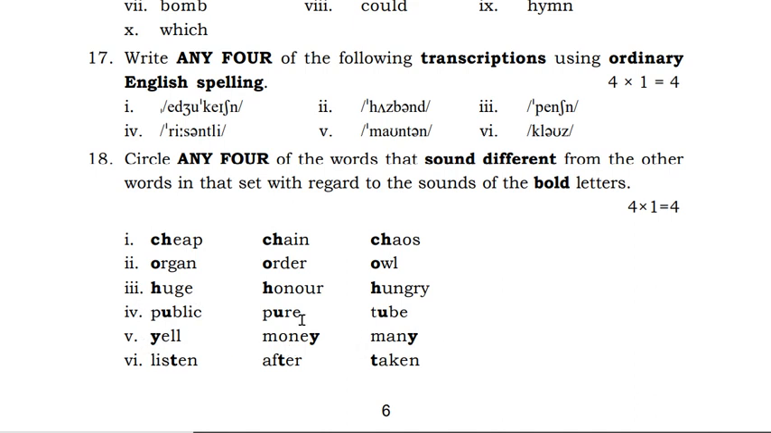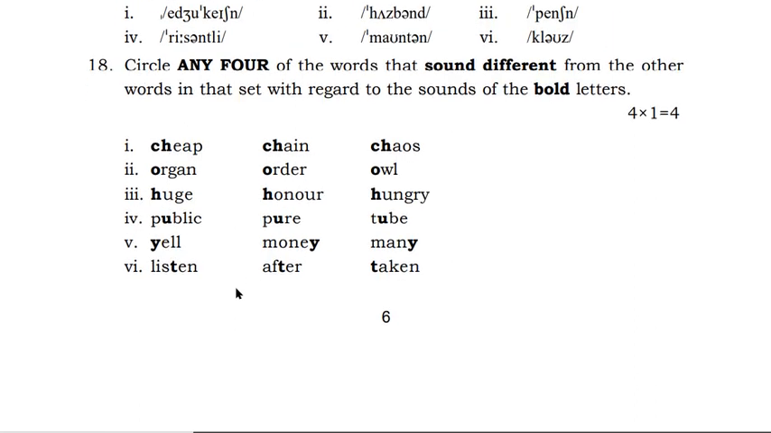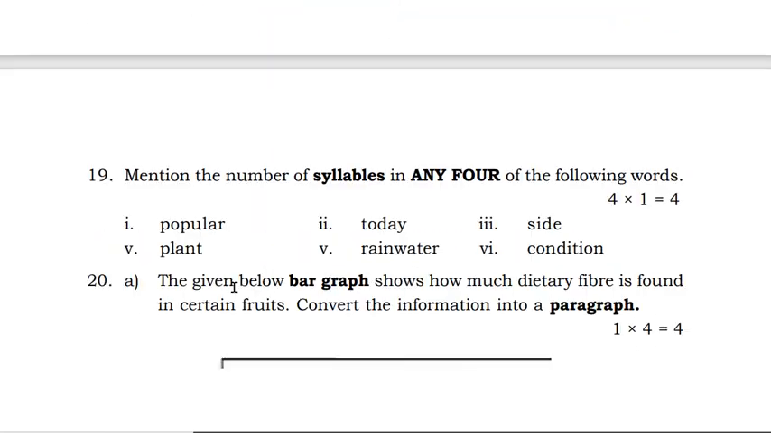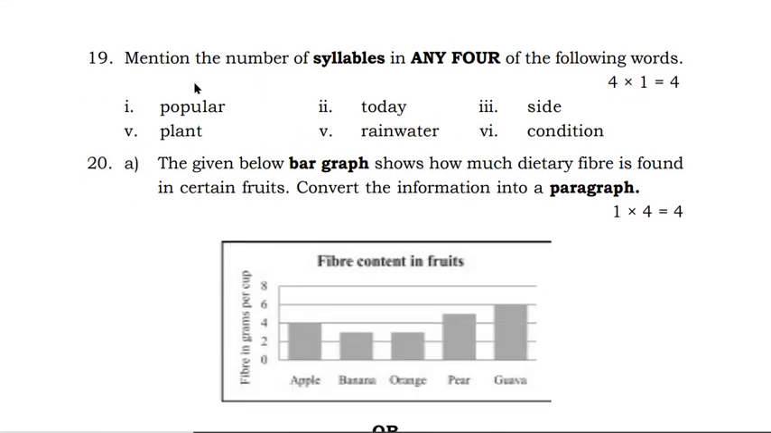L, money, many. So money, many are pronounced the same, and L is different. Listen, after, taken. Here after, taken are pronounced the same, and listen is different, so we have to circle the word listen. Like this we have to do. Okay, right. So next one, question number 19.